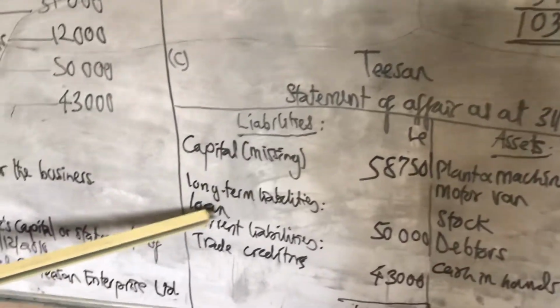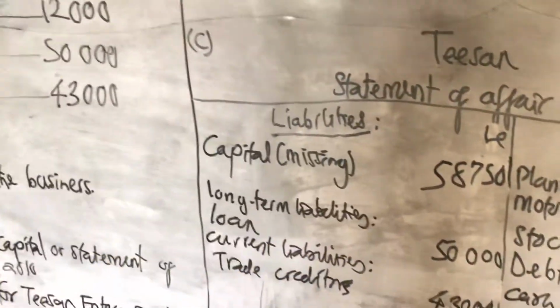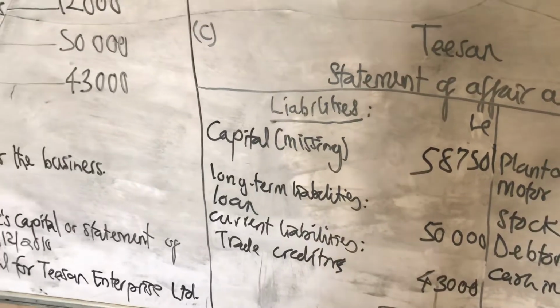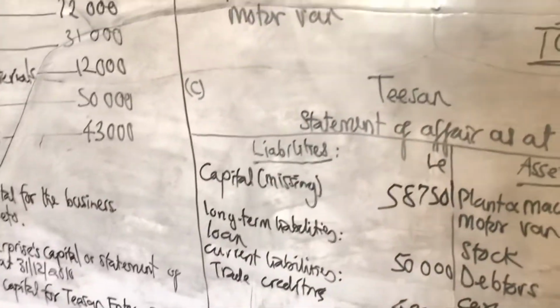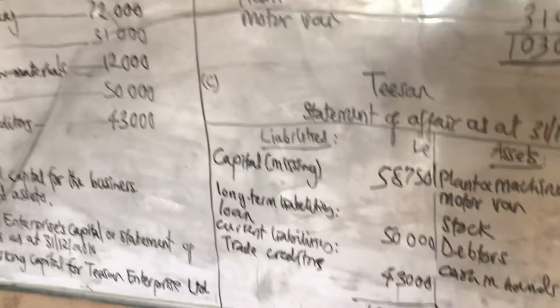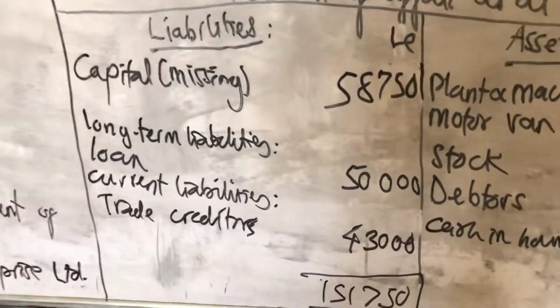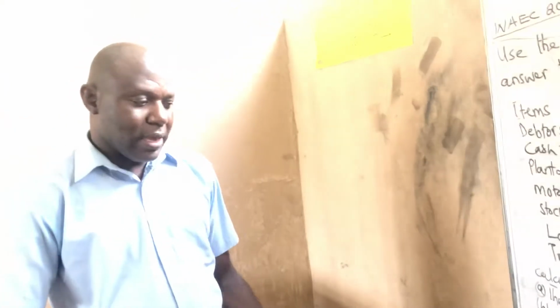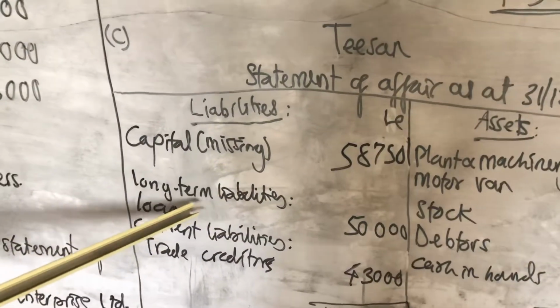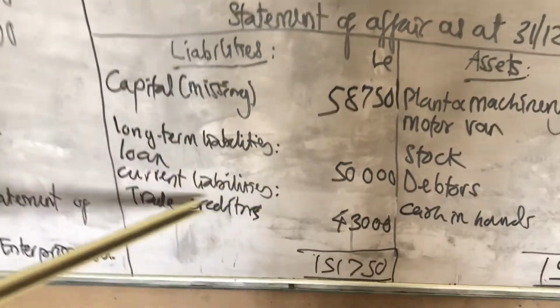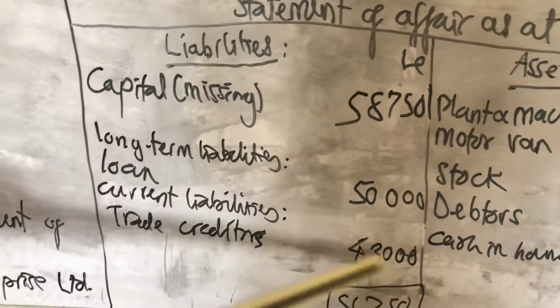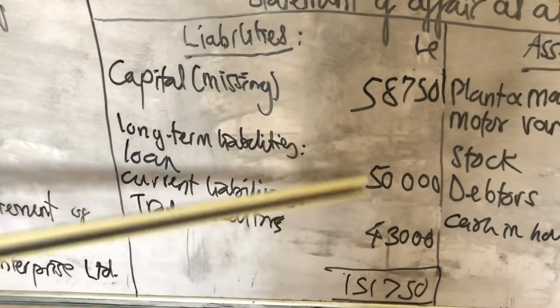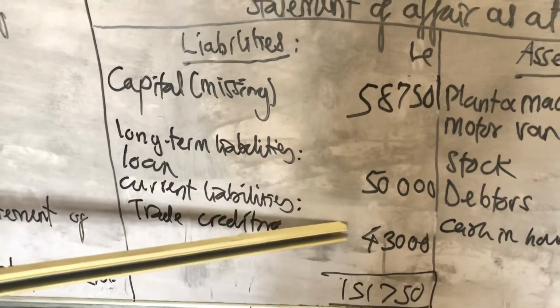Alright, so let's pick out our long-term liabilities. Long-term liabilities are money owed by the business to outsiders that has a maturity period of more than a year, while current liabilities fall due within a year. So the loan from the bank, 50,000, is classified here as our long-term liability. While our current liability is 43,000. This is the total current liability.